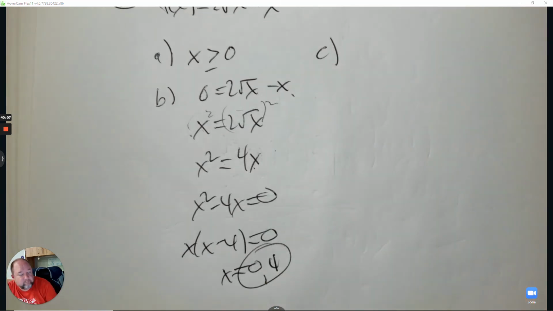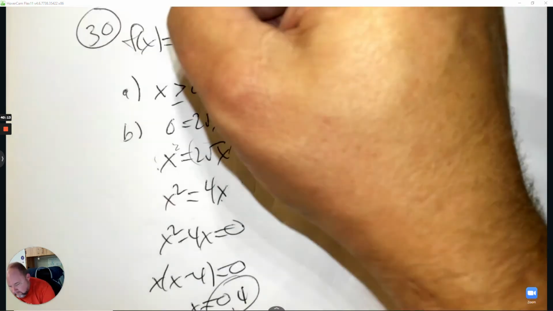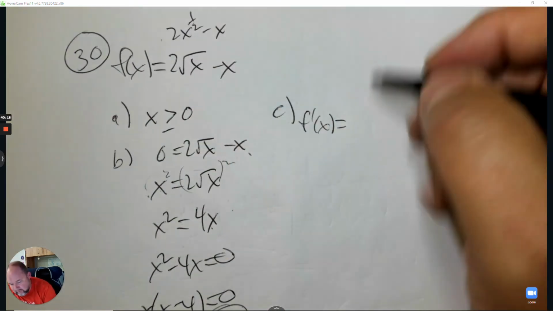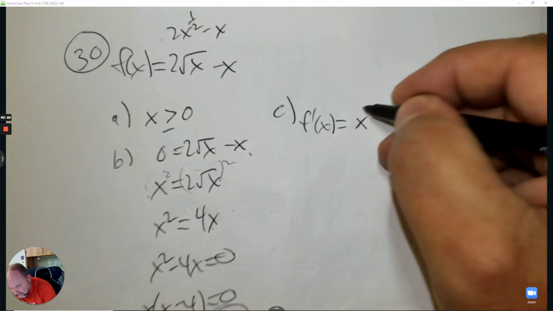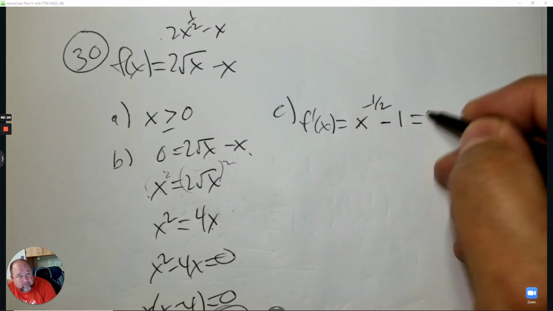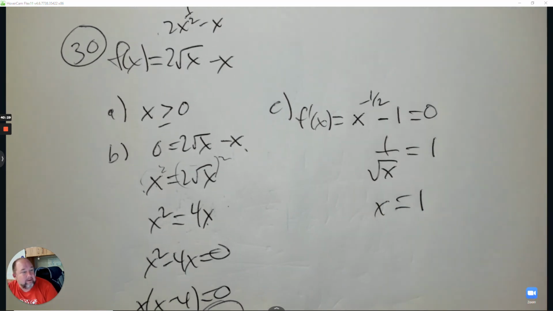C, the max. I got to take the derivative. So the derivative would be 1/2 times 2, which is 1. Subtract 1 to the exponent. And the derivative of negative x is negative 1 equal to 0. So this is 1 over the square root of x equals 1. So x is equal to 1. That's the answer.